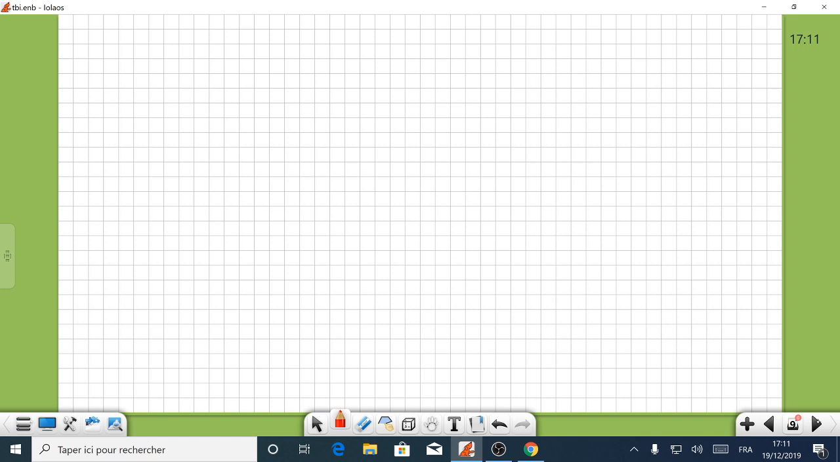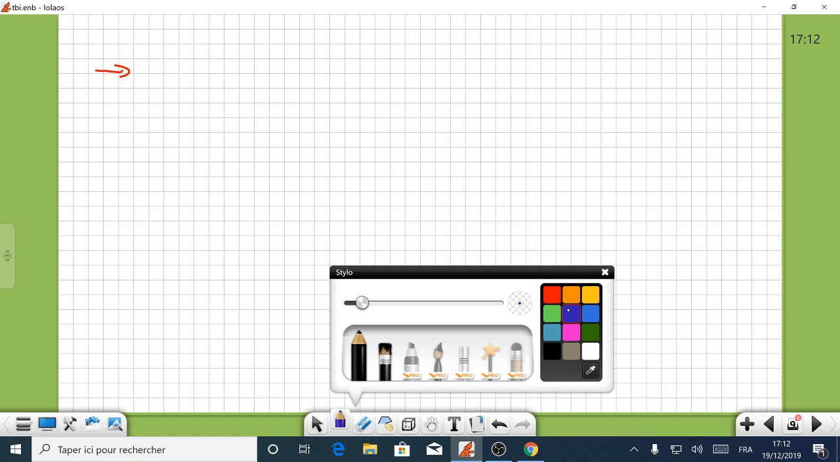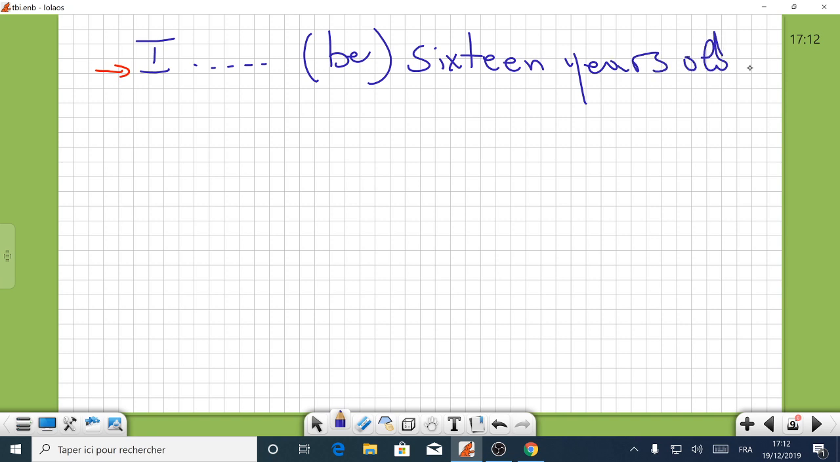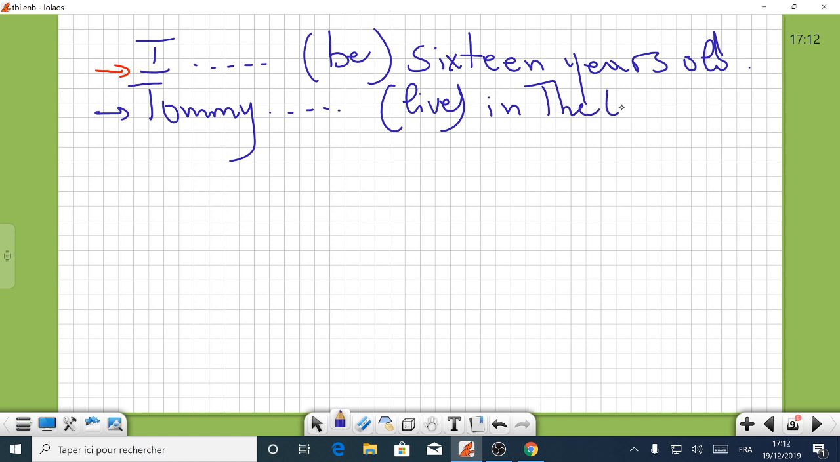Let's see together some sentences. I shall write them on the board here and we do them all together. For example, the first sentence, okay, let me take the blue pencil. So, for example, we say I, and we have here be, the verb to be, and we have 16 years old. Of course. Let's go to the next sentence. We say, for example, Tommy, and we have the verb live, for example, in the USA.